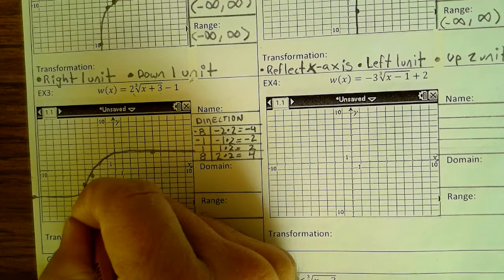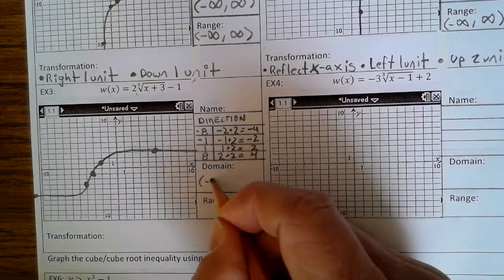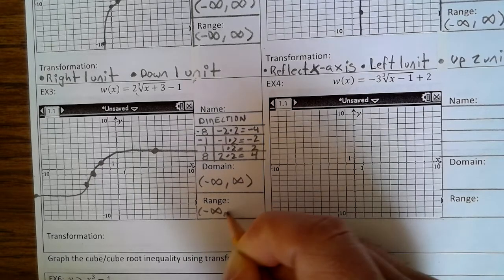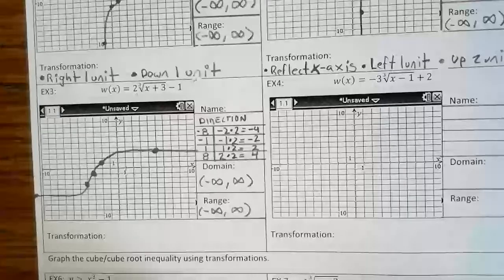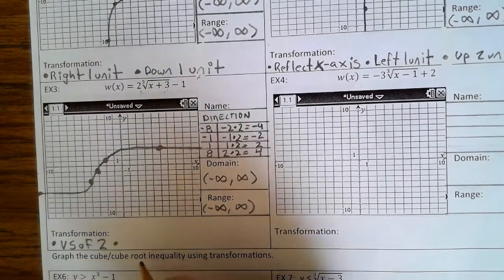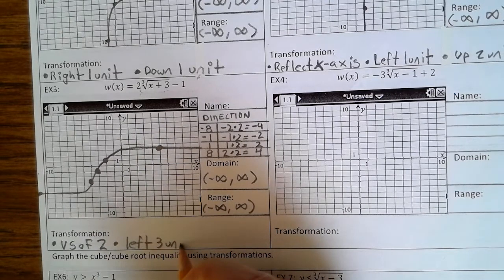Okay, domain is easy, negative infinity to positive infinity, range is negative infinity to positive infinity. Transformations, I count 1, 2, 3. So we have a vertical stretch of 2, left 3 units, and down 1 unit. Okay, finish up example 3.